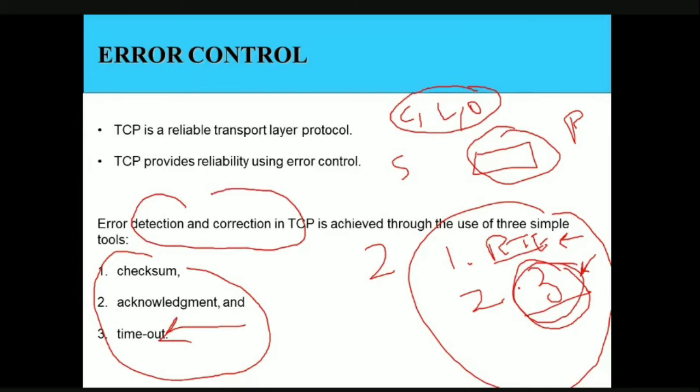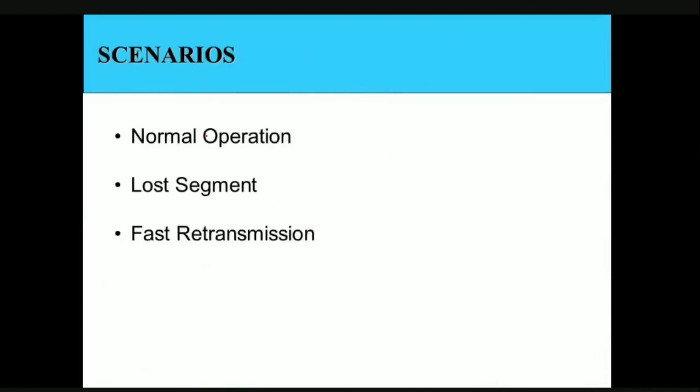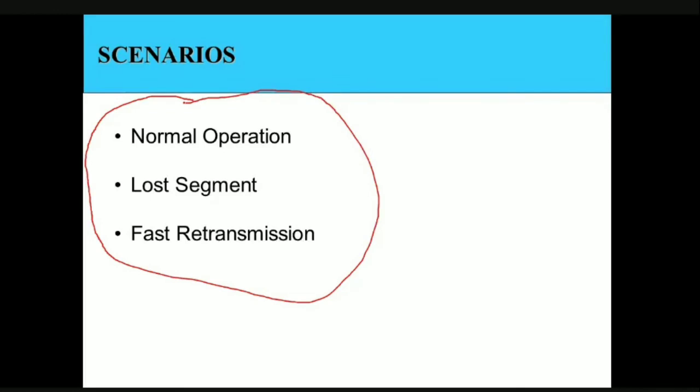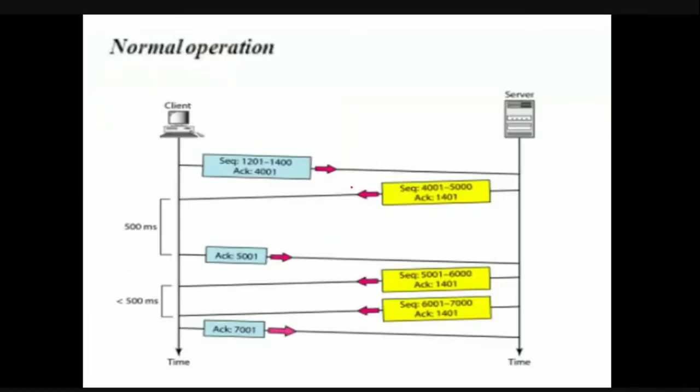Now we are going to discuss the different types of scenarios while we are sending information from sender TCP to receiver TCP. First we'll consider the normal operation. Second, we'll consider the operation when a segment has been lost between sender and receiver, and then we discuss what is fast retransmission. So let us first look at the normal operation.